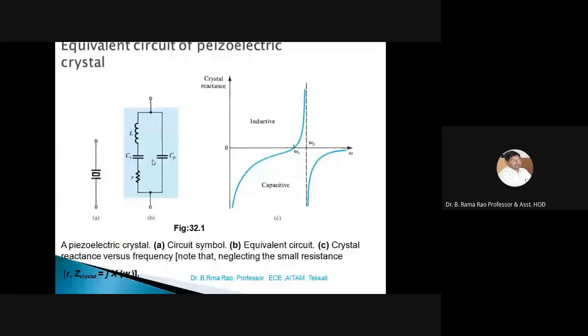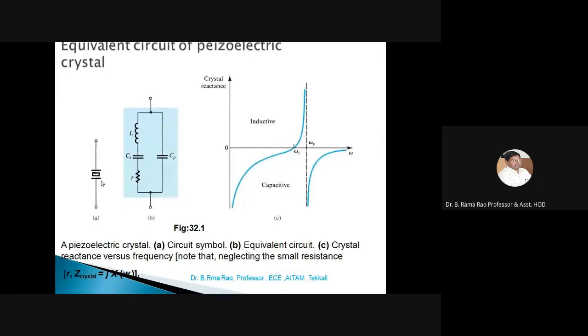The resonant frequency is inversely proportional to the thickness of the crystal. So a resonant frequency from 0.5 to 30 megahertz can be obtained by using this crystal material. So this is the equivalent circuit.